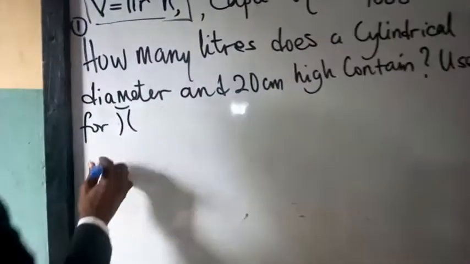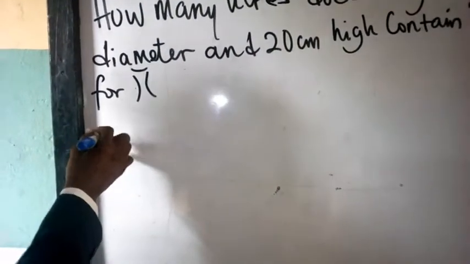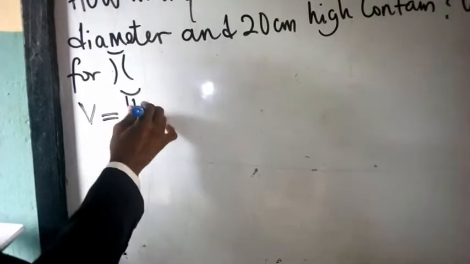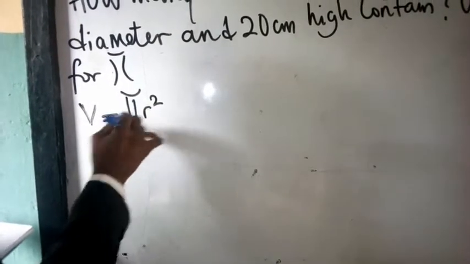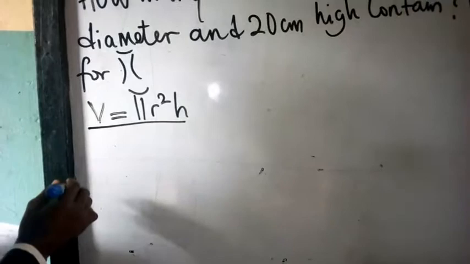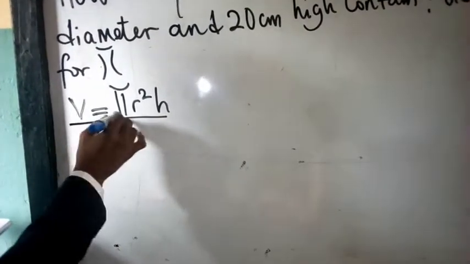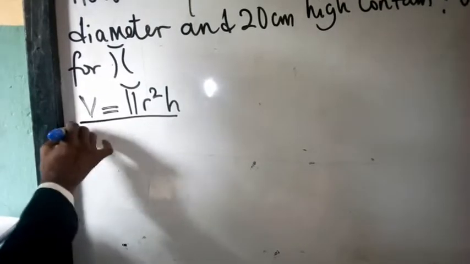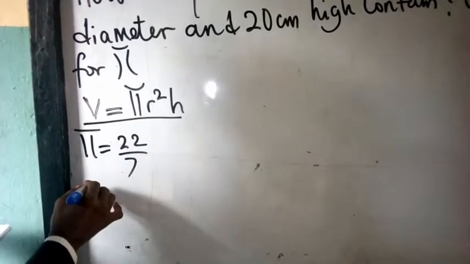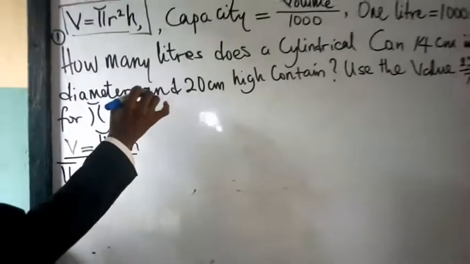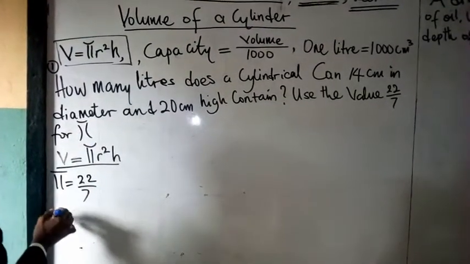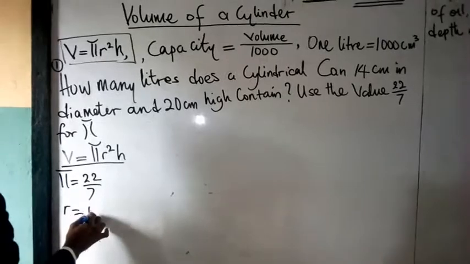Now let's quickly handle that together as you look at it. So we continue here. We have the formula already, which I will just put down again. Volume is equal to pi radius squared times height. That is the formula there. Now let's take the formula and see. In setting the formula, we say V is equal to 22 all over 7, then radius is found there.